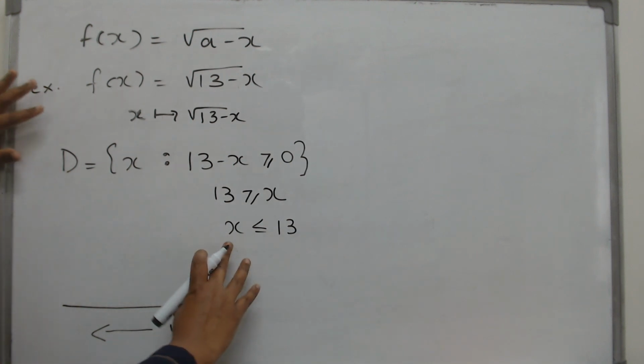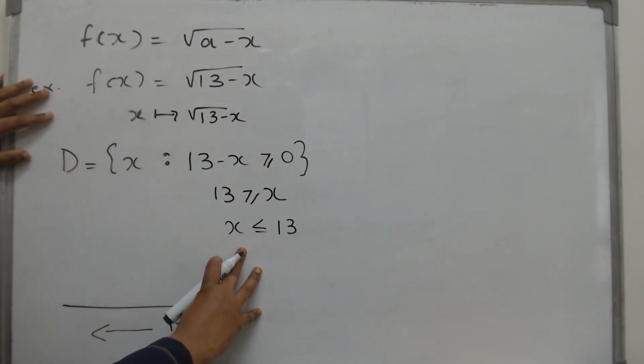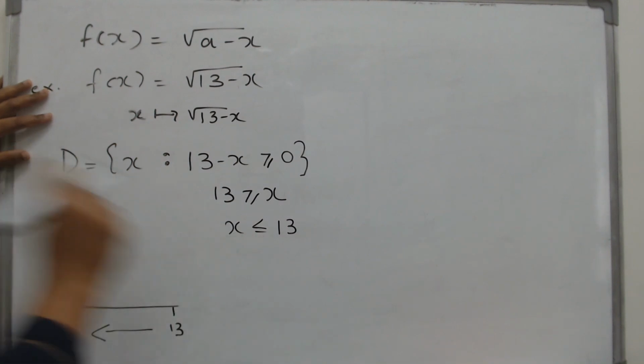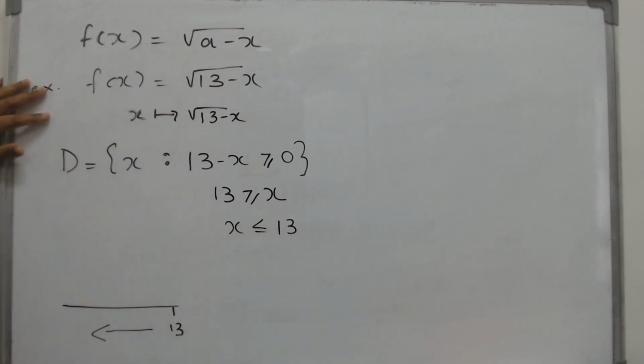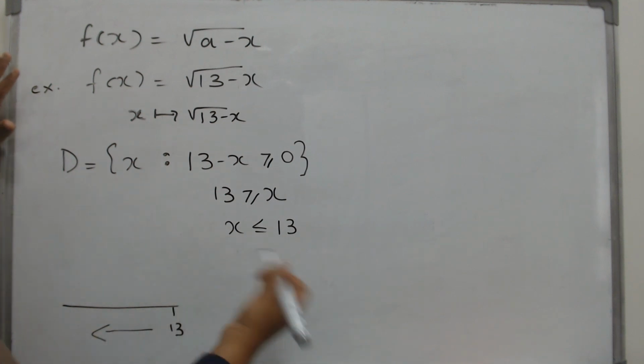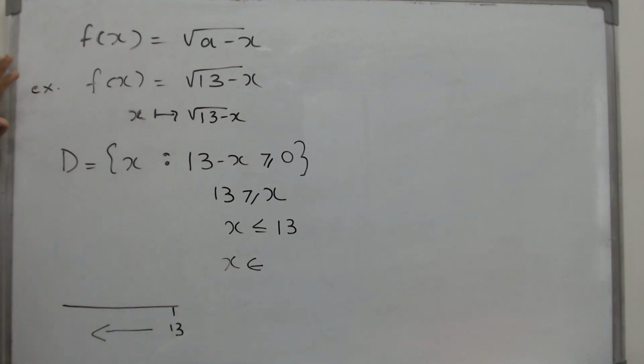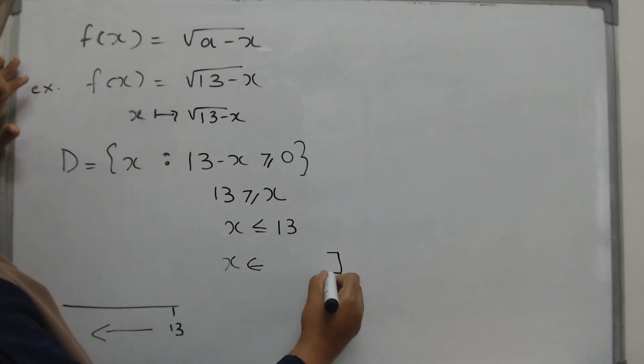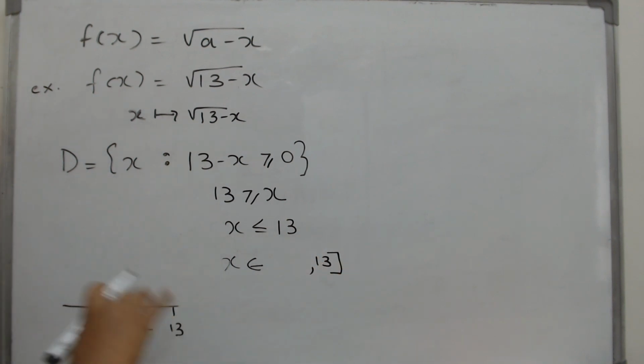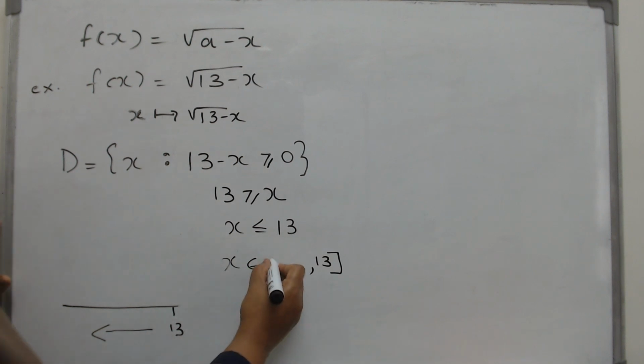So here this is your inequality notation. Your x has to be less than or equal to 13. Then what does your interval notation look like? Your x should belong to here 13. Now 13 should be the upper limit. And it contains all of these numbers.